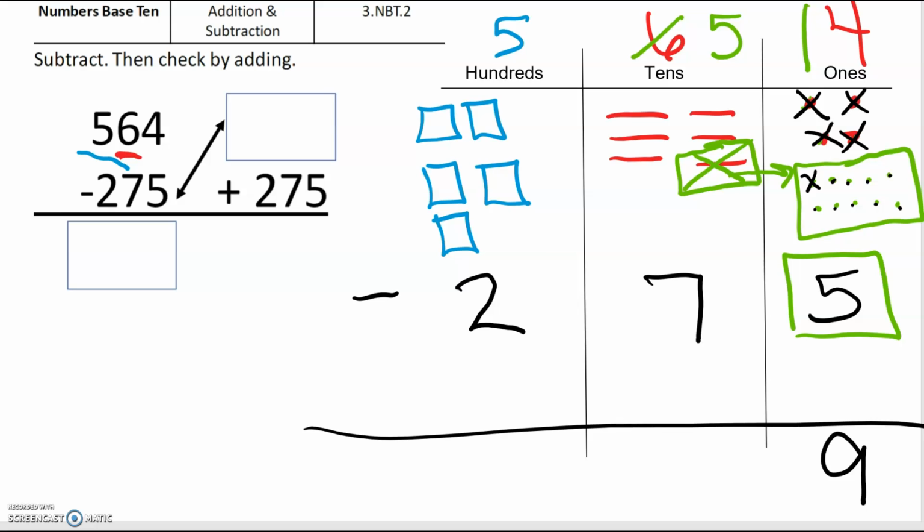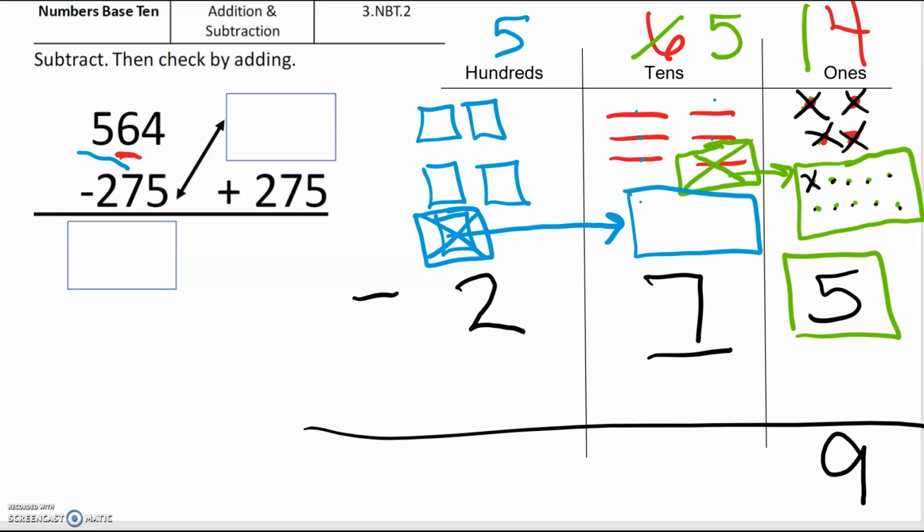Now we go over to our tens place, and based on this, I have to take away 7 tens. But I only have 1, 2, 3, 4, 5. I don't have enough. But I can go over to the hundreds, and I can take one of my hundreds and break it down into 10, 20, 30, 40, 50, 60, 70, 80, 90, and 100. So again, if you went to the bank and you said, here's my $100 bill, and they give you back $10 bills, you would get 10 $10 bills.